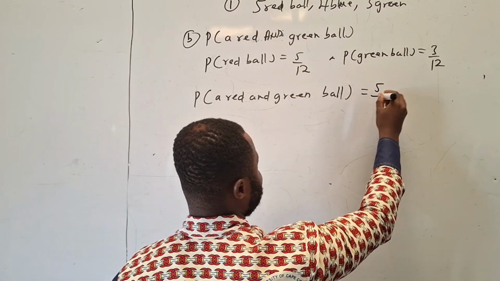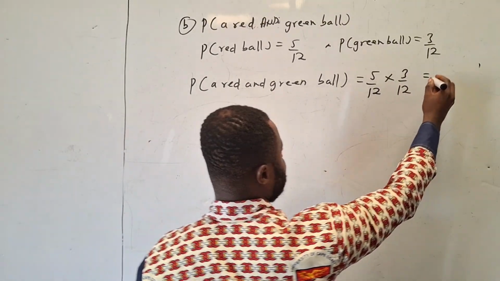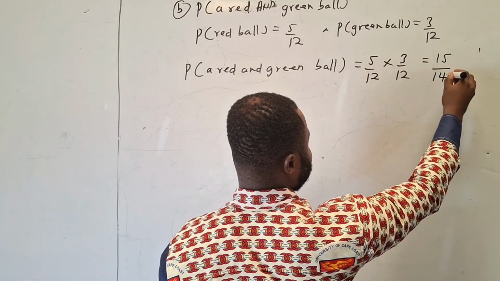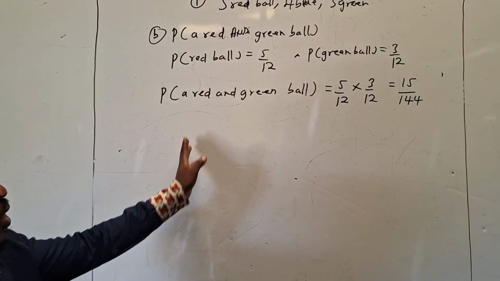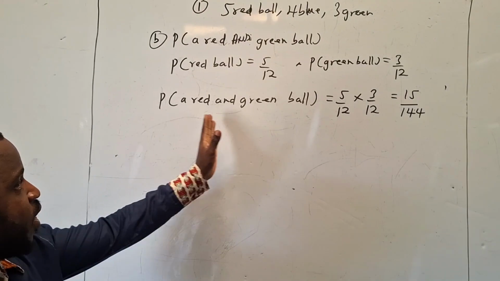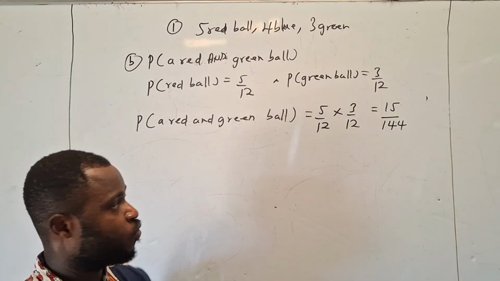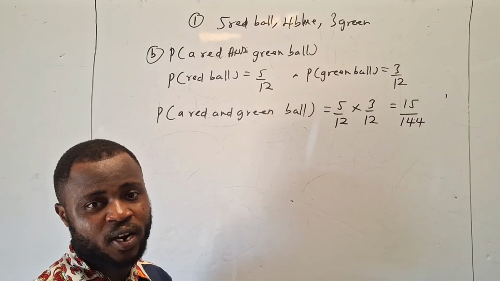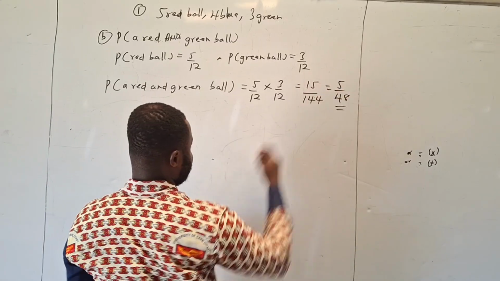So, we have 5 on 12 times 3 on 12. So, this one will give us 15 on this times this will give us 144. So probability of picking a red and a green ball, 5 times 3, then 12 times 12, which will give us 15 on 144. We can divide here 5, then divide 1. We should always simplify this.